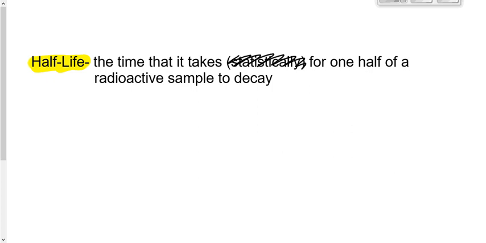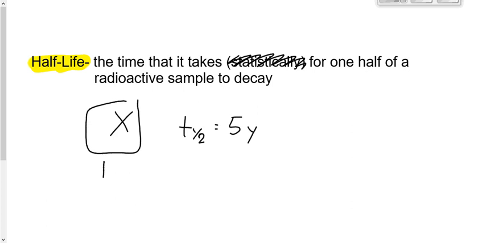For instance, let's say you have a radioactive element X. The half-life of radioactive element X, the symbol for half-life, by the way, is T1/2. The half-life is 5 years. If you have 1 kilogram of radioactive element X to start off, then after 5 years, you will have half of a kilogram of radioactive element X. After 5 years, 1 half-life, the time that it takes for half of a sample to decay, half of it will remain. You'll be left with 500 grams.